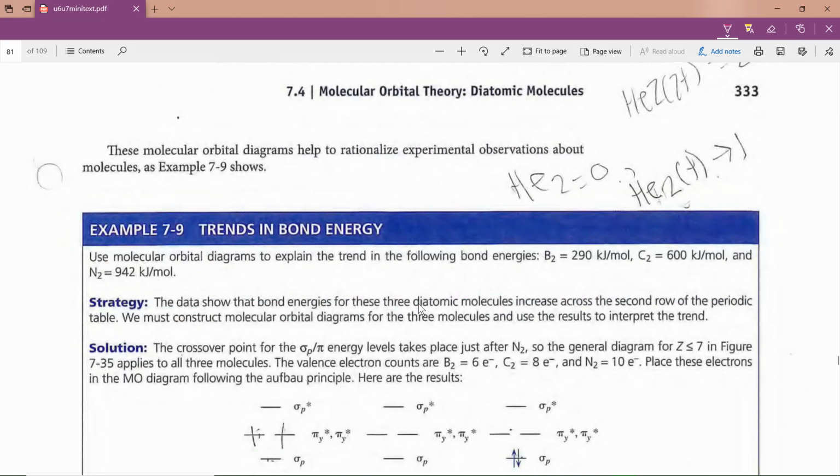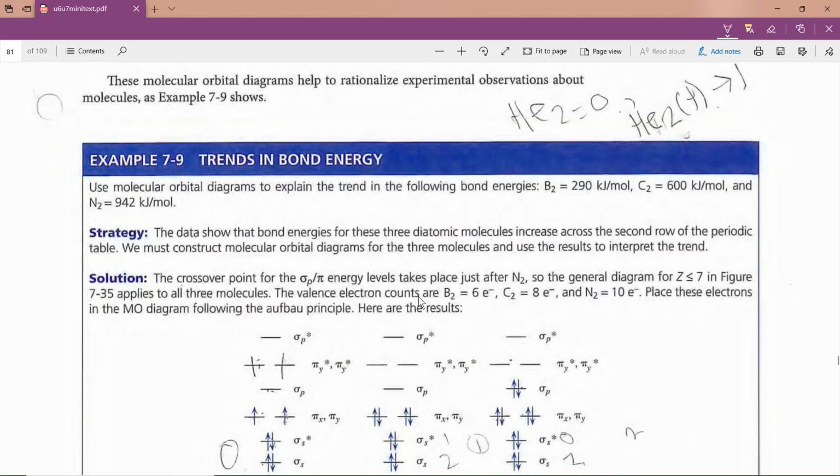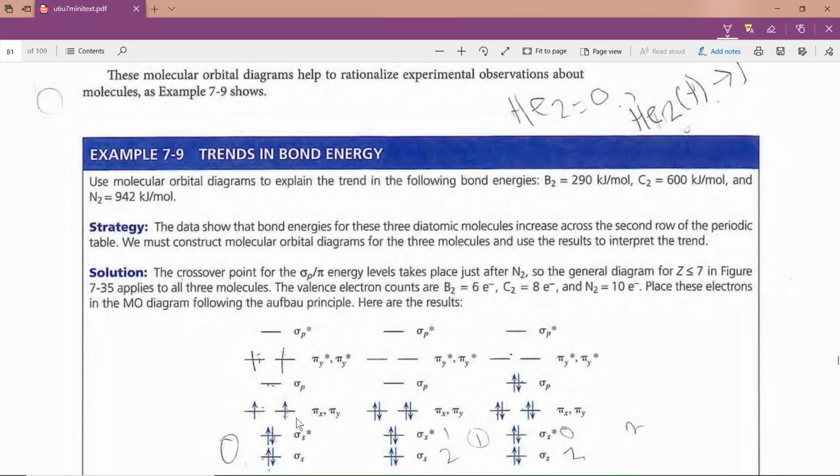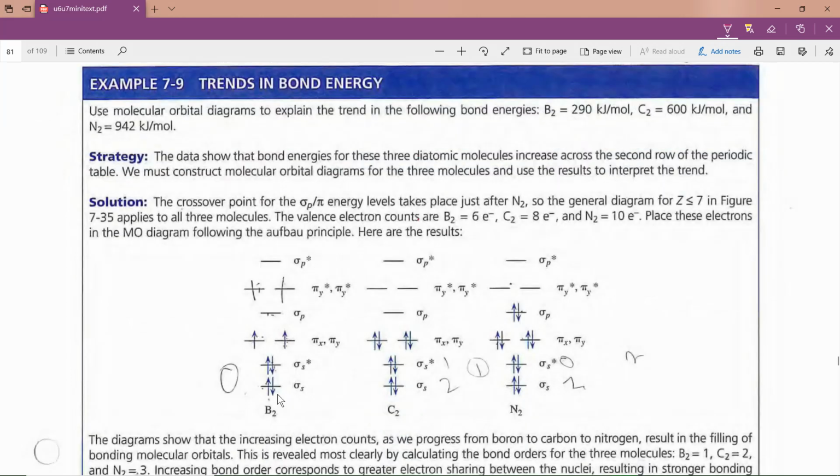So use MO diagrams to explain the trend in the following bond energies. B2 is 290, C2 is 600, and N2 is 942. Well, we sort of talked about that in the crossover point. So here's B2. This is just the valence. Really, there's no need to talk about the inner electrons because if I did, I'd have 2 up and 2 down. But that doesn't help us answer the question.